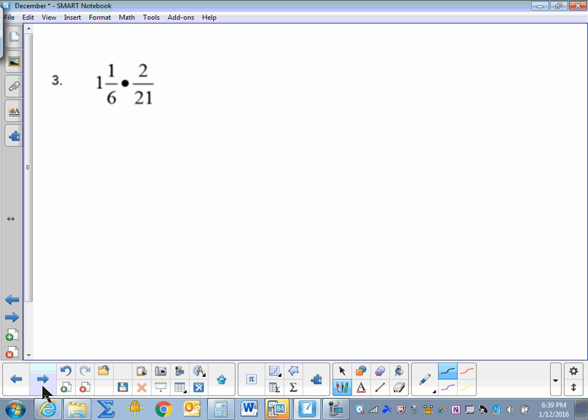Number 3, 1 1/6 times 2/21. So we need to multiply the numerators and multiply the denominators. So first, let's convert this mixed number to an improper fraction. The way we do that is take the number 1 times 6, and that gives us 6, plus the numerator. So plus 1 is 7. So 1 1/6 is 7/6 times 2 over 21.